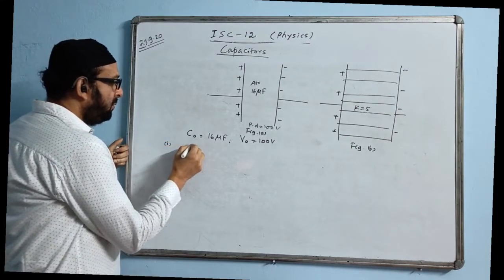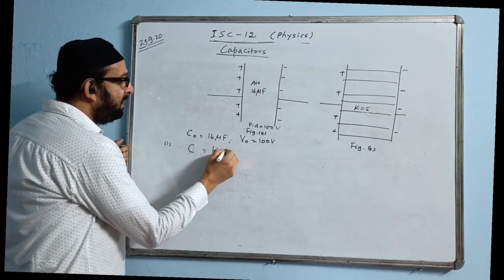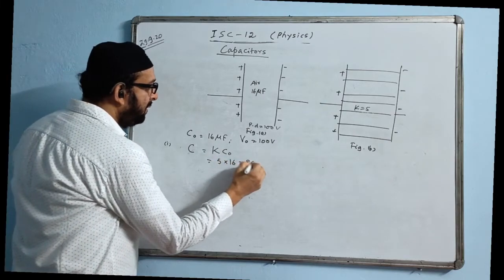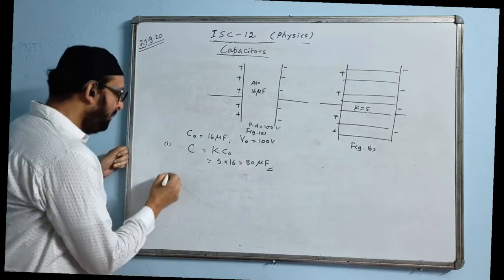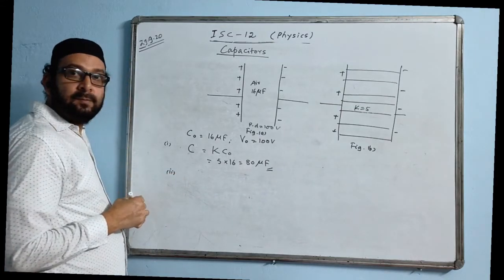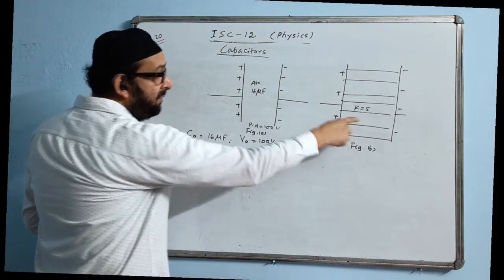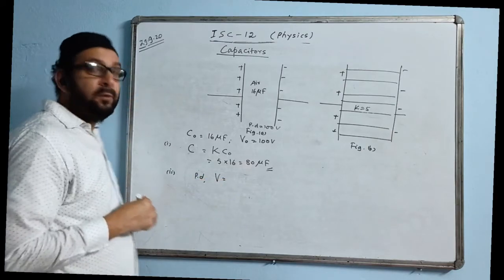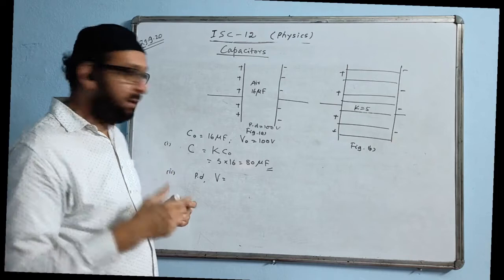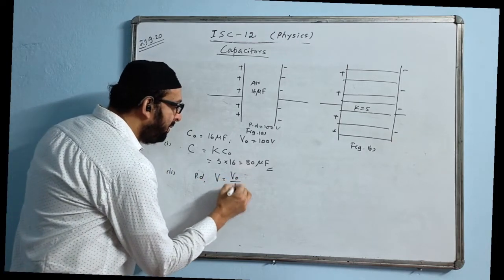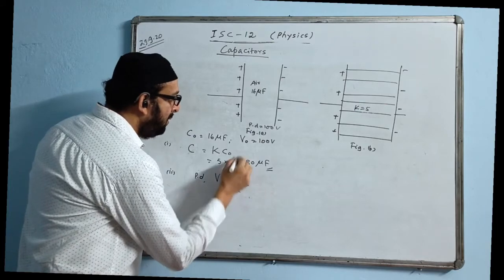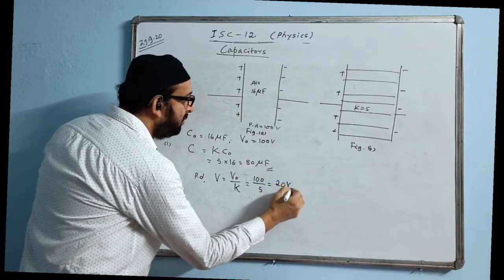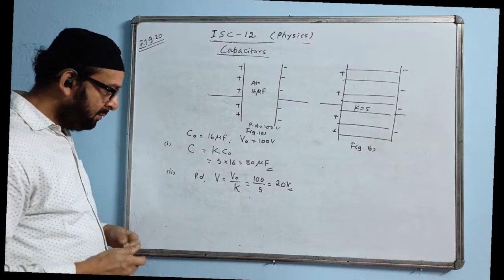Number one, capacitance C will increase by K times, we know C equals K C naught. K value is 5, C naught is 16, so the answer is 80 microfarad. Second part of the question, we have to find the potential difference in this case. We know potential difference decreases by 1 by K times. So we will write V equals V naught divided by K. V naught value is 100, and the value of K is given 5. So the new potential difference will be 20 volt. That is the solution for this question.